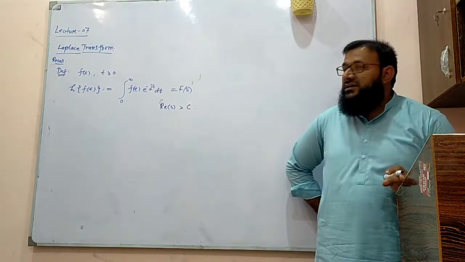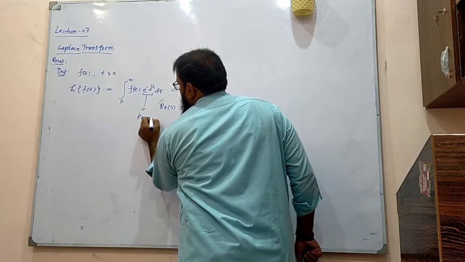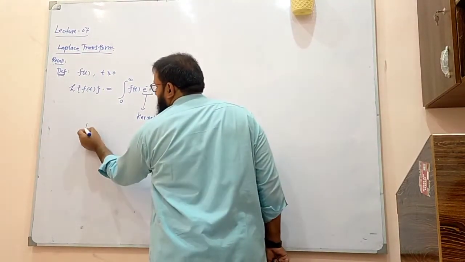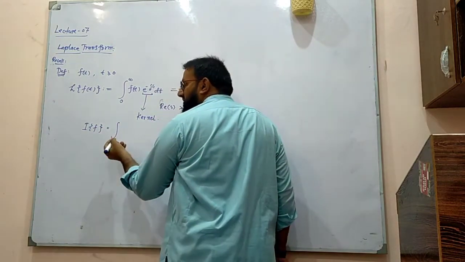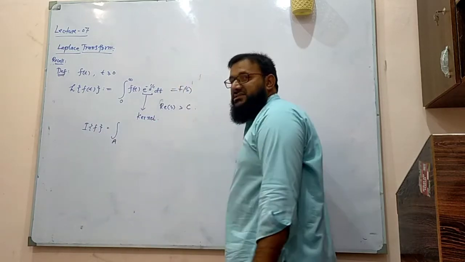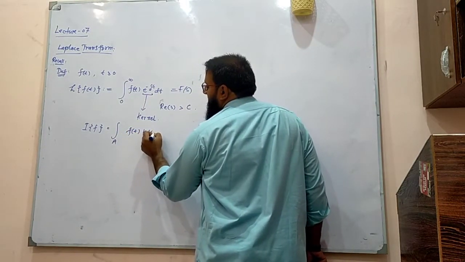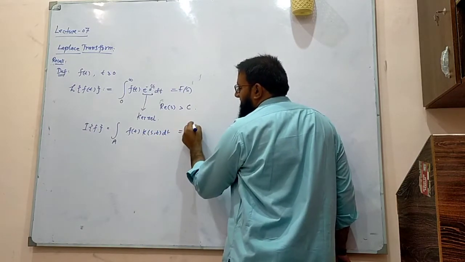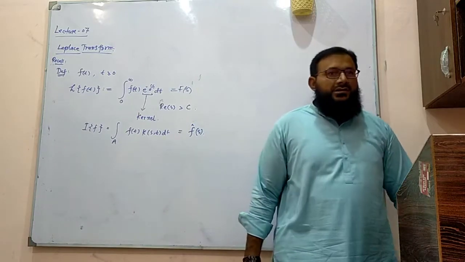And what is the kernel of this integral transform? The kernel is e to the power minus st, because we know that an integral transform of a function f is defined as the integral over some domain A, maybe 0 to infinity or minus infinity to infinity, of f of t times some kernel k, dt, and this gives some function of s, let us name it f hat of s. This function k is called the kernel of the integral transform.